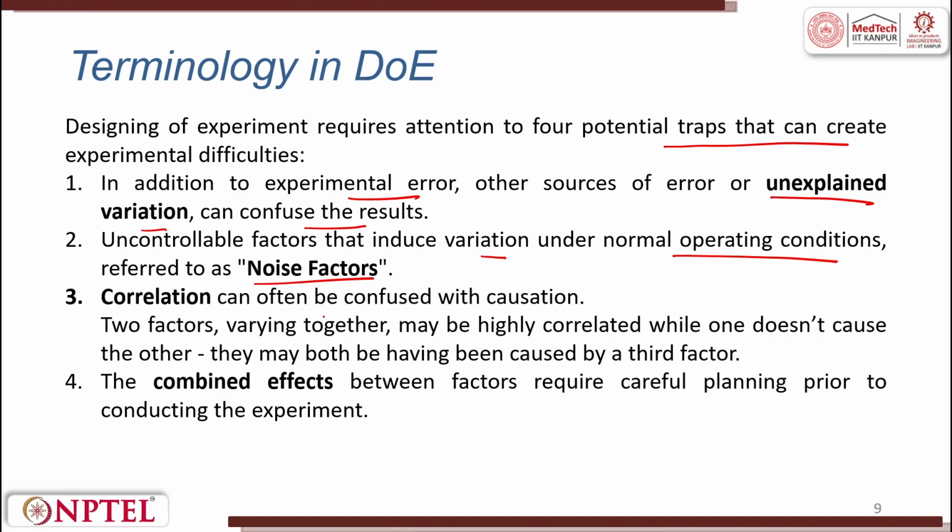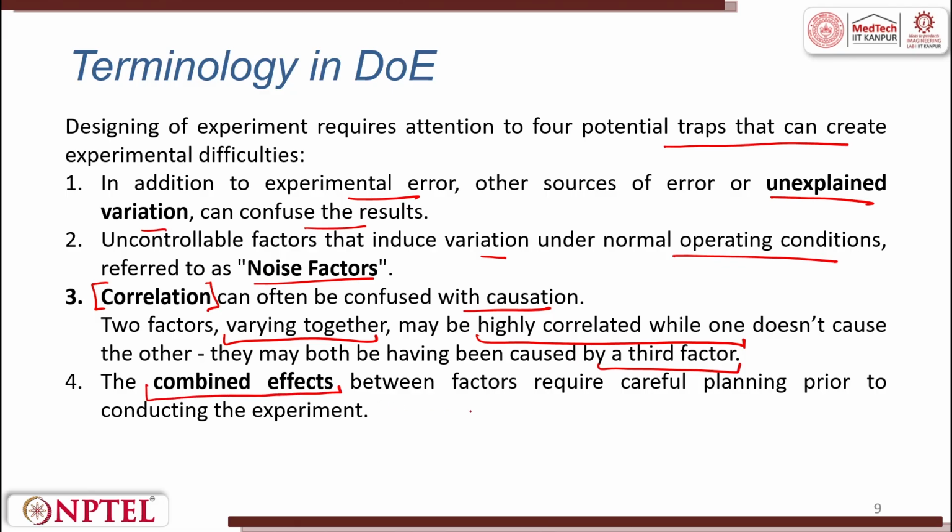Correlation can often be confused with causation. Correlation only tells you this is going up and down. Cause is never there in correlation. Correlation is only saying that this is happening when the other is happening, this is increasing or decreasing. We will talk about correlation; causation is a different scenario. Two factors varying together may be highly correlated while one doesn't cause the other; they may both have been caused by a third factor we do not know. This is to be measured.